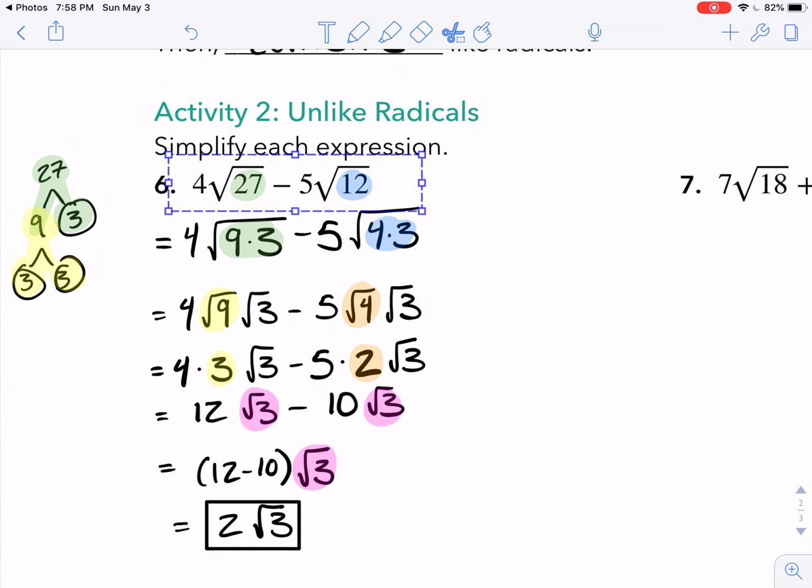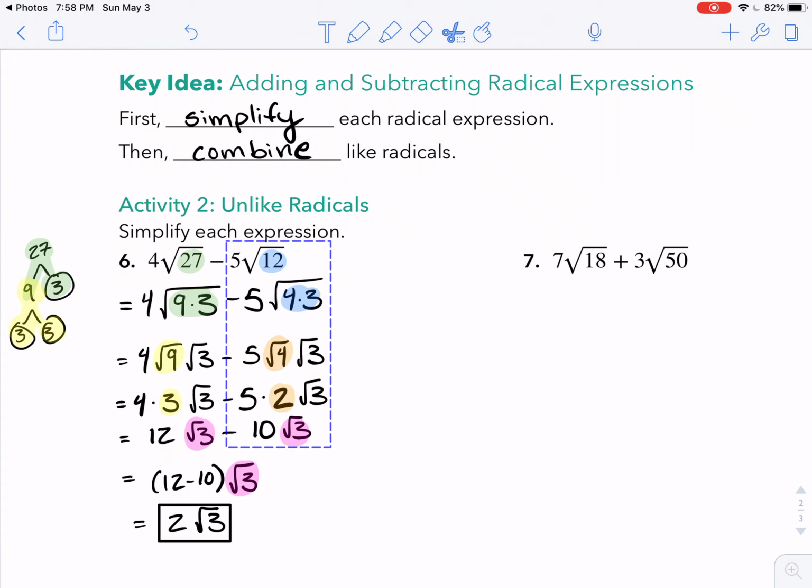Cool, done. So again, we started out by simplifying our radicals. We simplified this to 12 rad 3. And we simplified 5 times square root of 12 down to 10 rad 3. Because those were like radicals, we could combine them into one simple radical expression. Let's do another one.